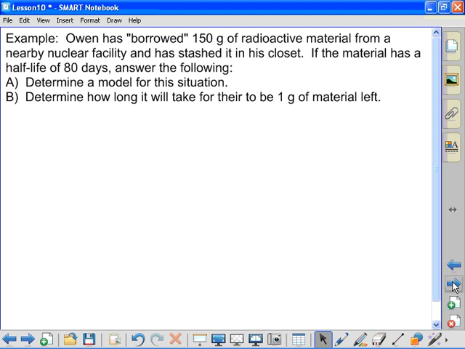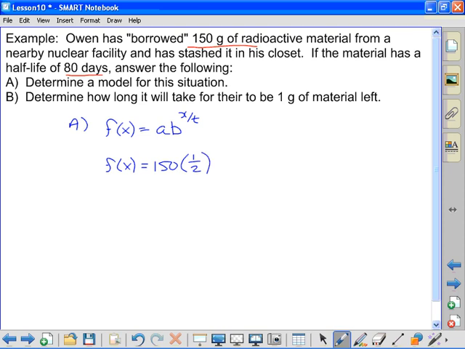I think we have the uranium question, which I have time for, and then I think I'll leave it at that for you. I won't do that extra example again. So A part, this is a natural science question, so it's going to be AB to the exponent x over t. So f of x equals, our initial amount is 150 grams, so he has 150 grams of radioactive material. It takes 80 days for it to decay. It's a half-life question.